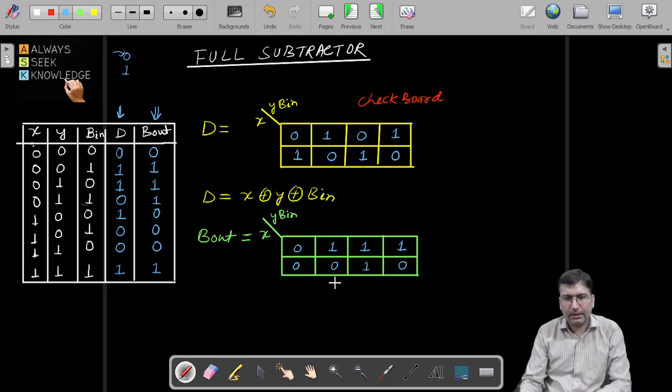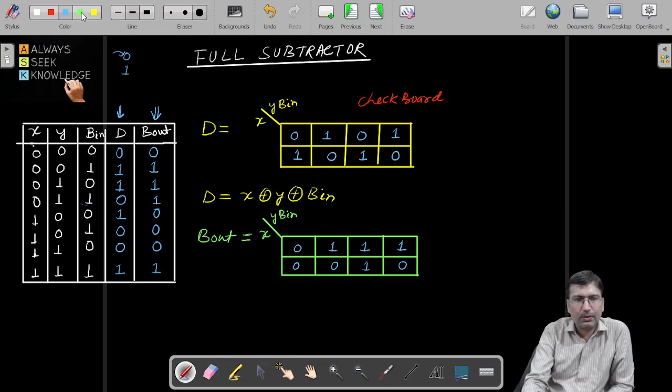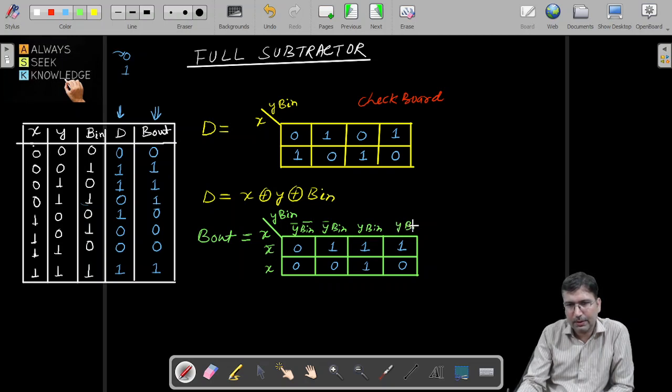So when this is the K-map, and we know that this is X bar, this is X, and here we are having Y bar B in bar, Y bar B in, this is Y B in, and this is Y B in bar, right? B for borrow, right? So let's find out the expression.